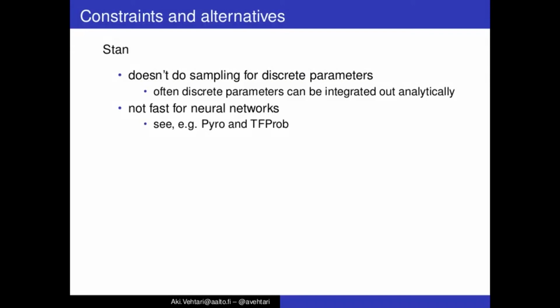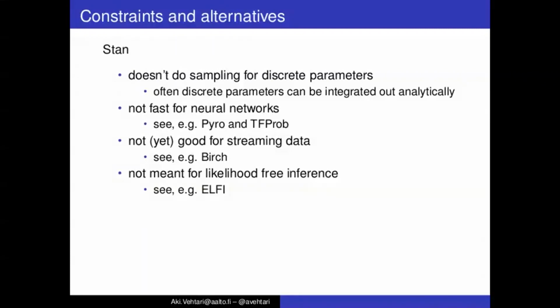Stan is not fast for neural networks. It hasn't been specially designed for that, and Pyro and TensorFlow Probability are probably the ones which are fast for them. It's not good for streaming data, at least not yet. There is one group working on making it faster. Birch is a not so well known probabilistic programming framework, but it's specifically designed for streaming data. Stan is not meant for likelihood-free inference. For that, I can recommend ELFI, an engine for likelihood-free inference, although there are also some other packages.